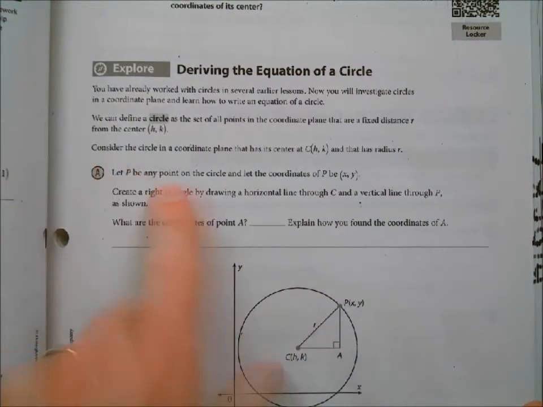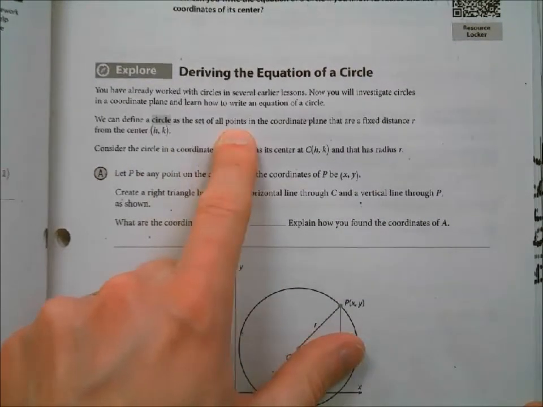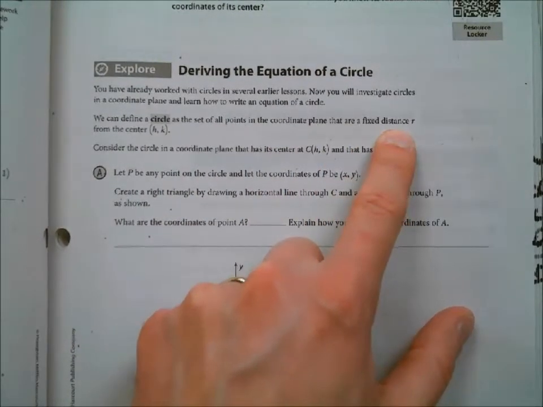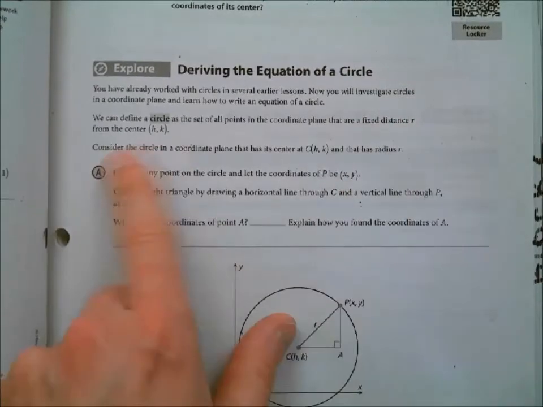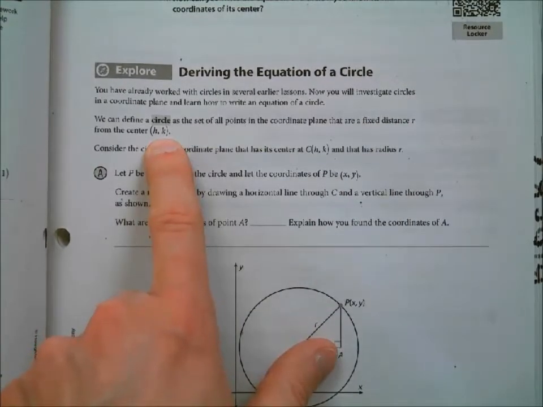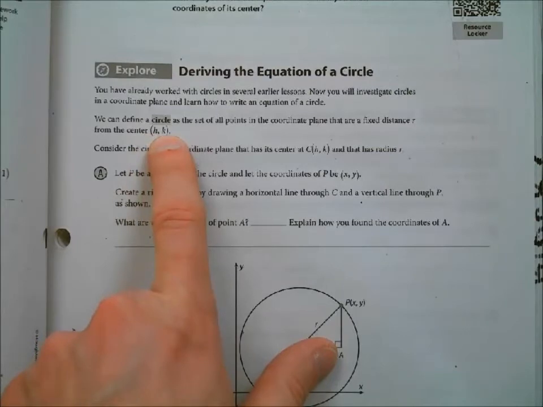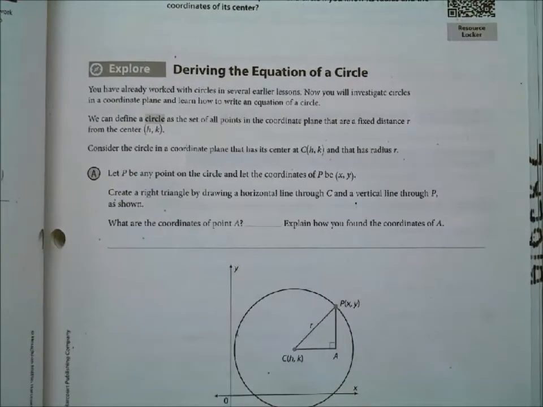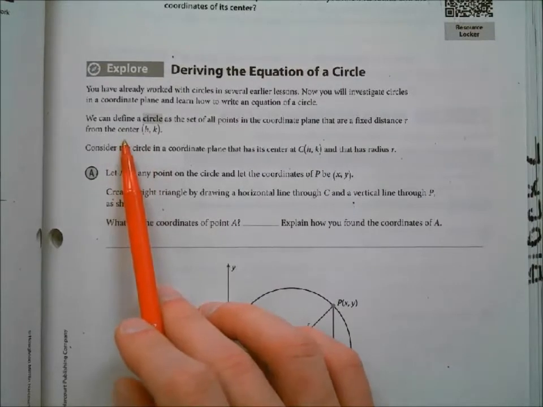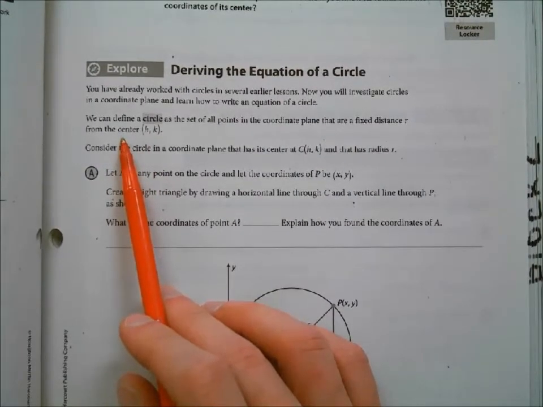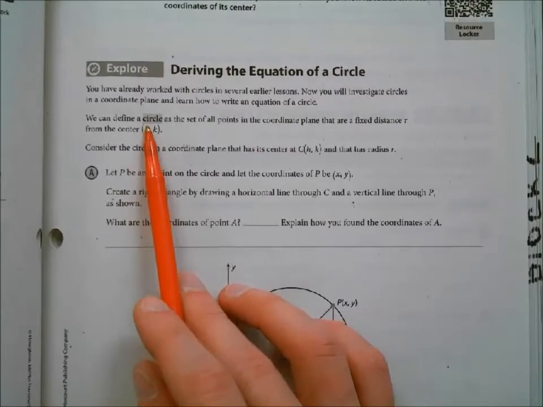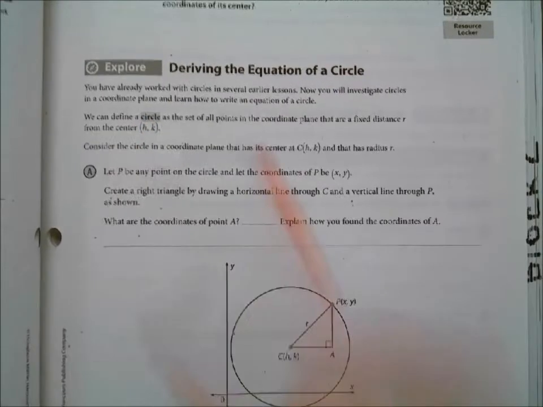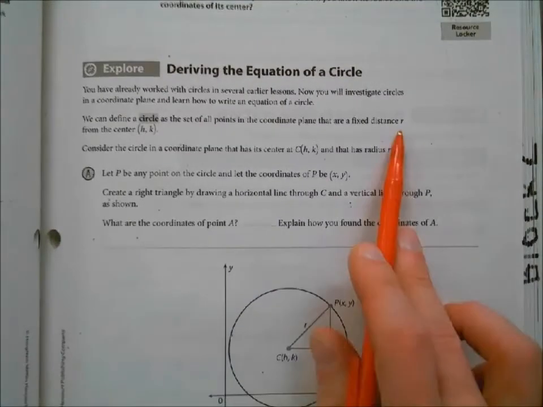So a circle is defined as the set of all of the points in the coordinate plane that are a fixed distance, that is a very particular distance, r, from the center. We'll say the center is at (h, k). h is the x-coordinate of your center. k is the y-coordinate. Remember, how do we find the radius? We measure from the center of our circle to a point on the circle. And so then how do we make a circle? It's just the set of all of the points that are the same distance from the center, whatever that radius distance is.